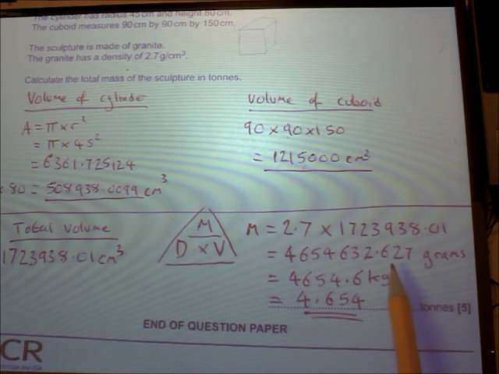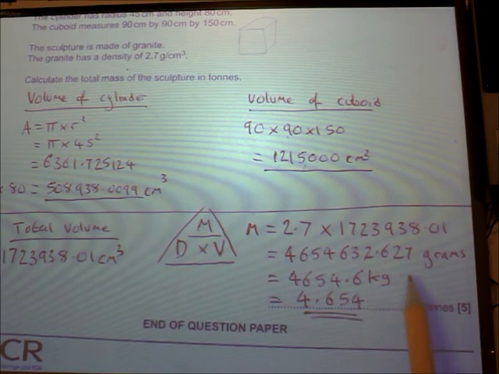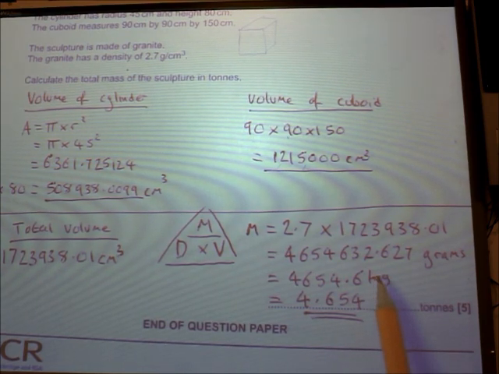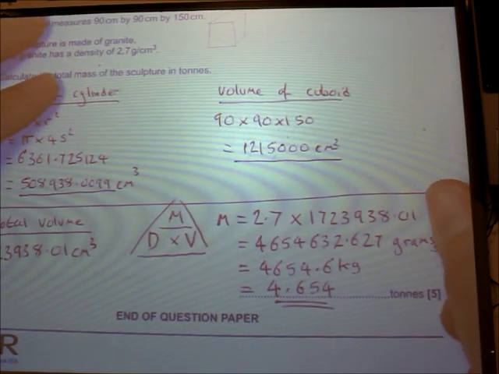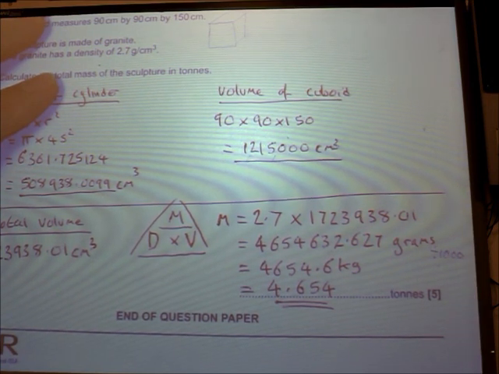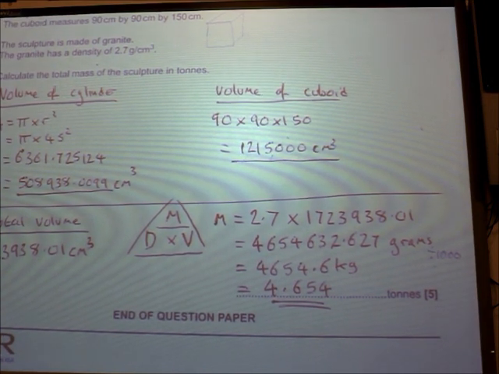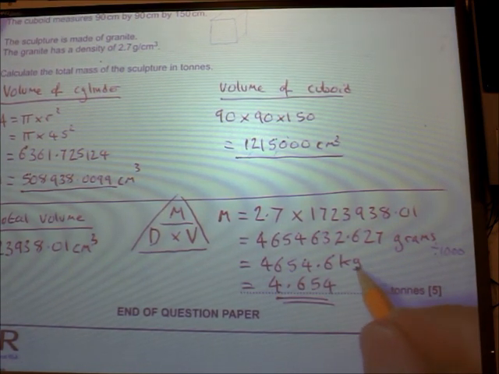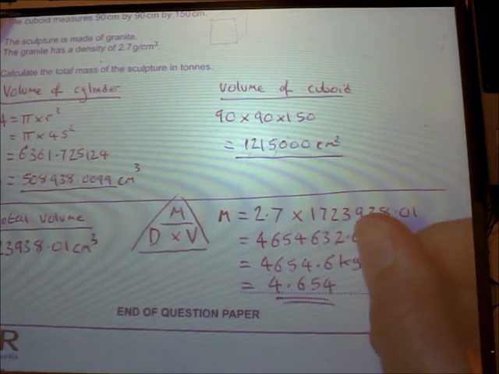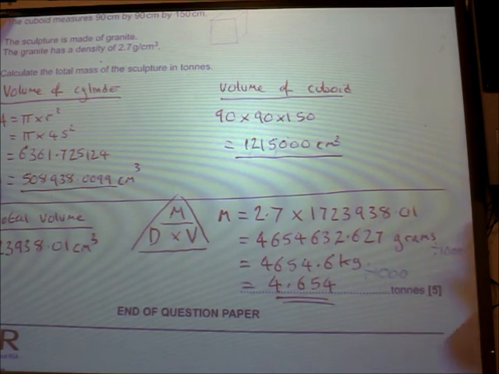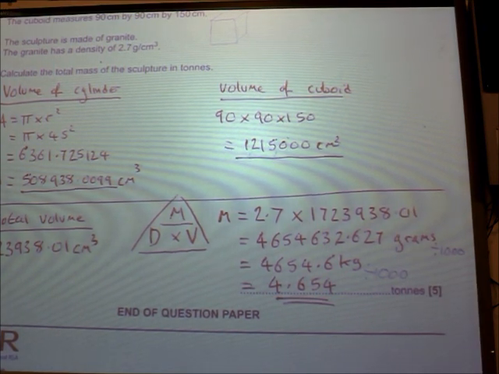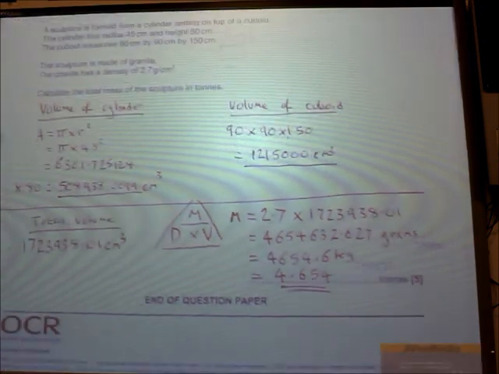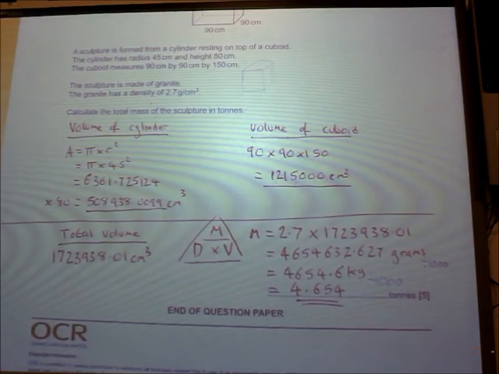You probably got 4 marks if you got to this stage, to be honest with you. It does say it wants it in tons, so what I've done is converted grams to kilograms, and I've done that by dividing by 1,000. Again, you need to know there is 1,000 grams in a kilogram, because kilo means 1,000, and then you also need to know there is 1,000 kilograms in a ton. So again, I've divided by 1,000, and the answer is 4.654. I'll leave those workings there if you'd like to pause that and have a closer look at it.